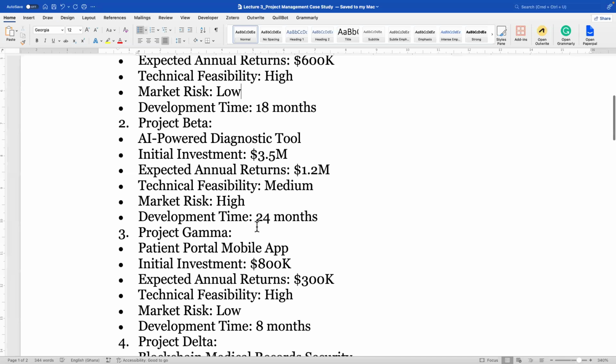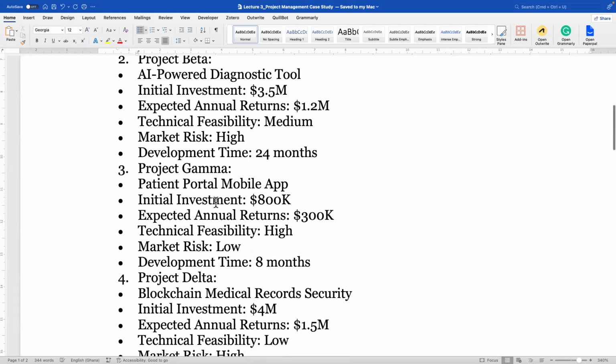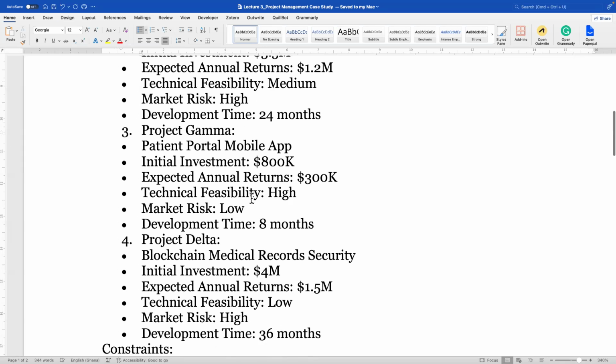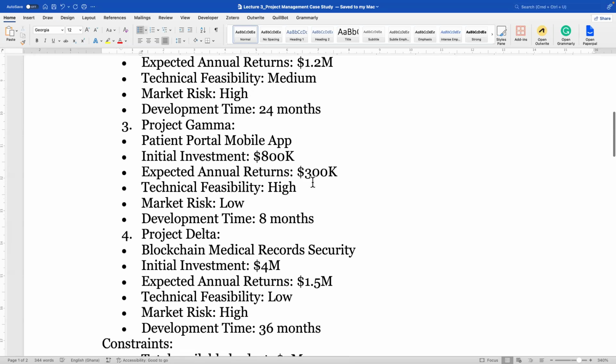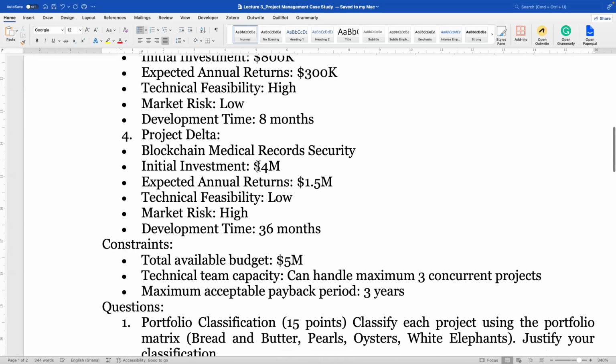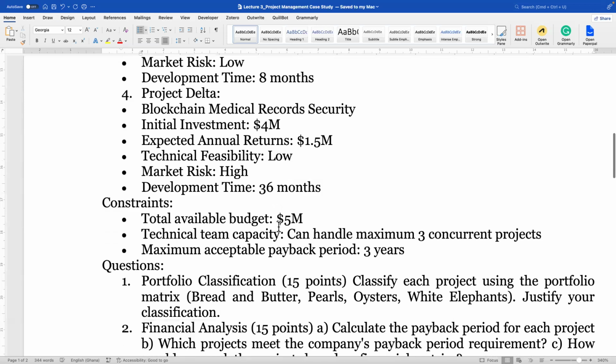Development time, 24 months. Project Gamma, patient portal mobile app. Initial investment, $800,000. Expected annual return, $300,000. Technical feasibility, high. Market risk, low. Development time, 8 months. Then the last one, Project Delta, blockchain medical record security. Initial investment, $4 million. Expected annual return, 1.5 million. Technical feasibility, low. Market risk, high. Development time, 36 months.